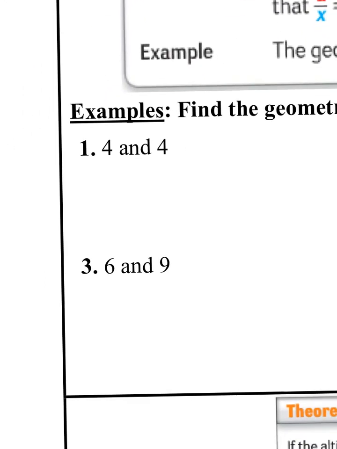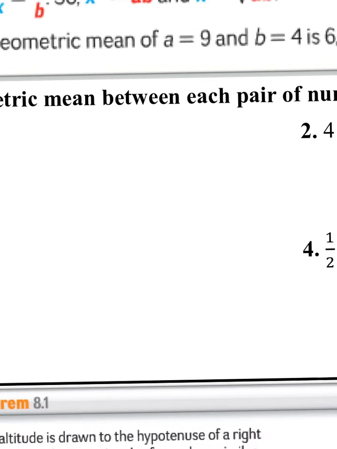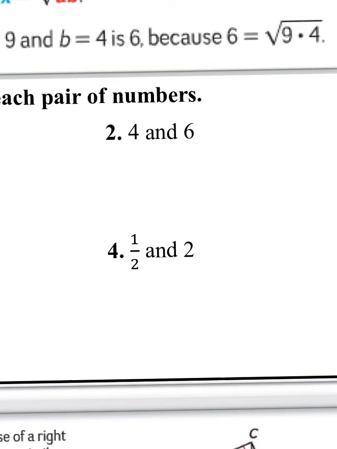So that's what I'm going to do for these four examples. I'm just going to square root 4 times 4, which is the square root of 16, or just 4. You should be able to tell that one by looking, because the square root of 4 times 4 will just be 4. You're squaring 4, and the opposite of a square is the square root.